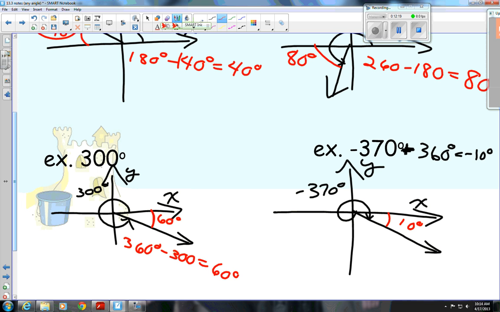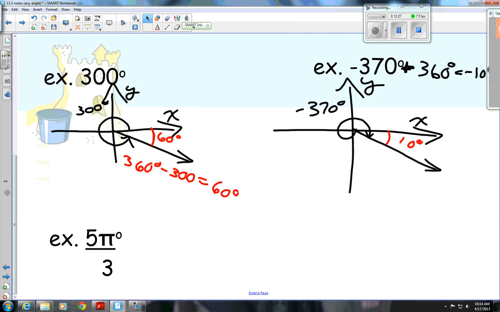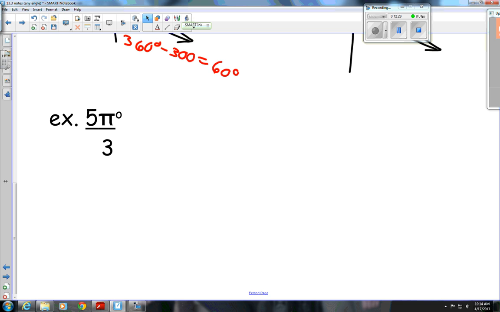Okay, questions on those? Now I got to throw one in here with the radians because you guys need practice with that. So let's play with the radians. Okay, I want to graph 5 pi over 3, and it's not degrees, it's radians. I need to get rid of my little degree sign here. Okay, so draw my xy axis.